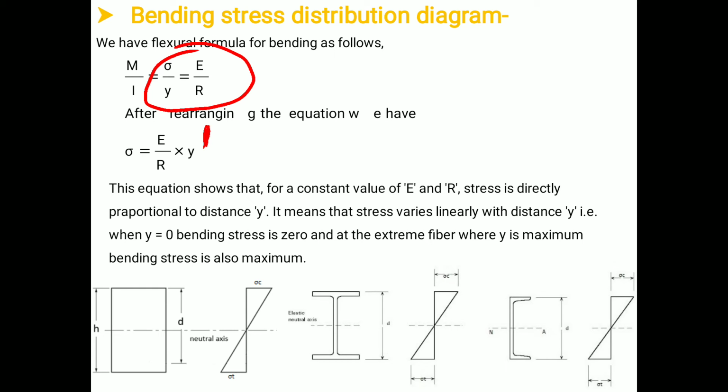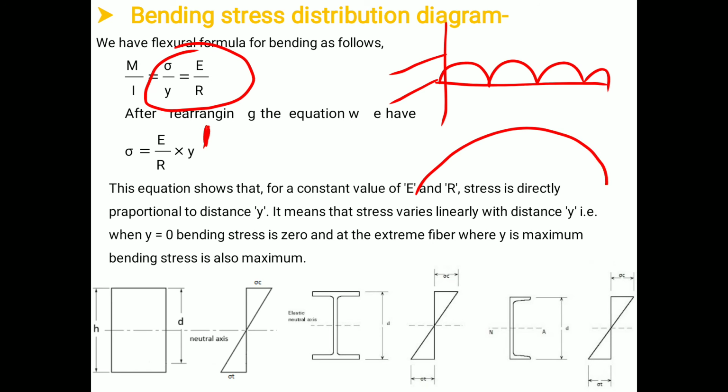If I consider a cantilever beam, the case will be reverse. Suppose this is a cantilever beam which is subjected to UDL. Under the action of UDL, the beam will bend in this manner.